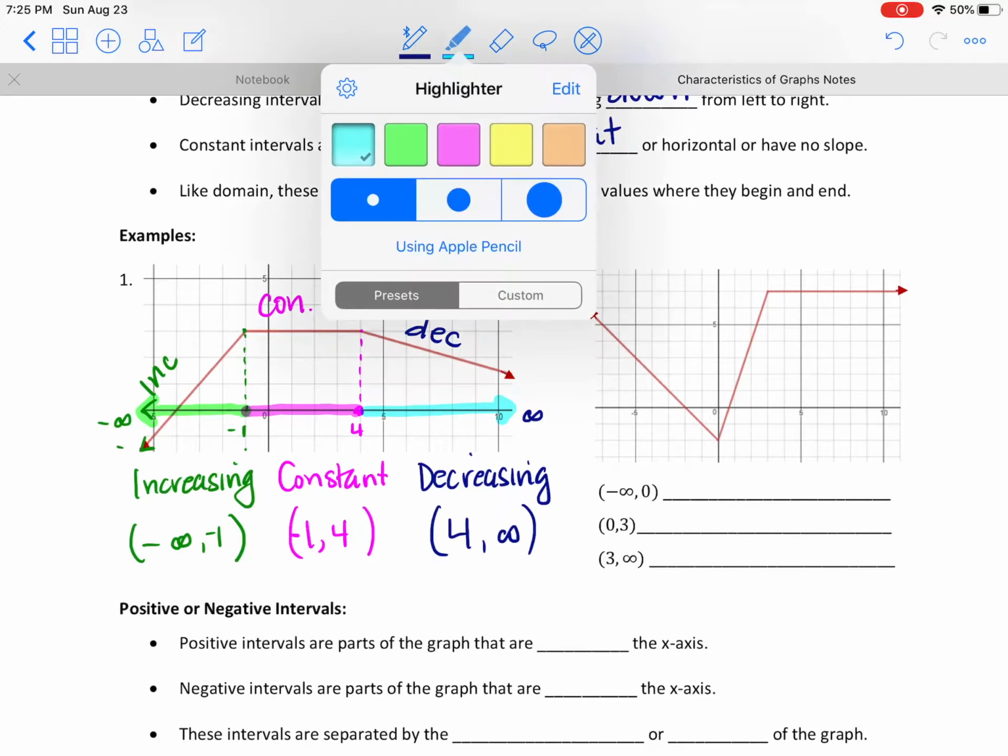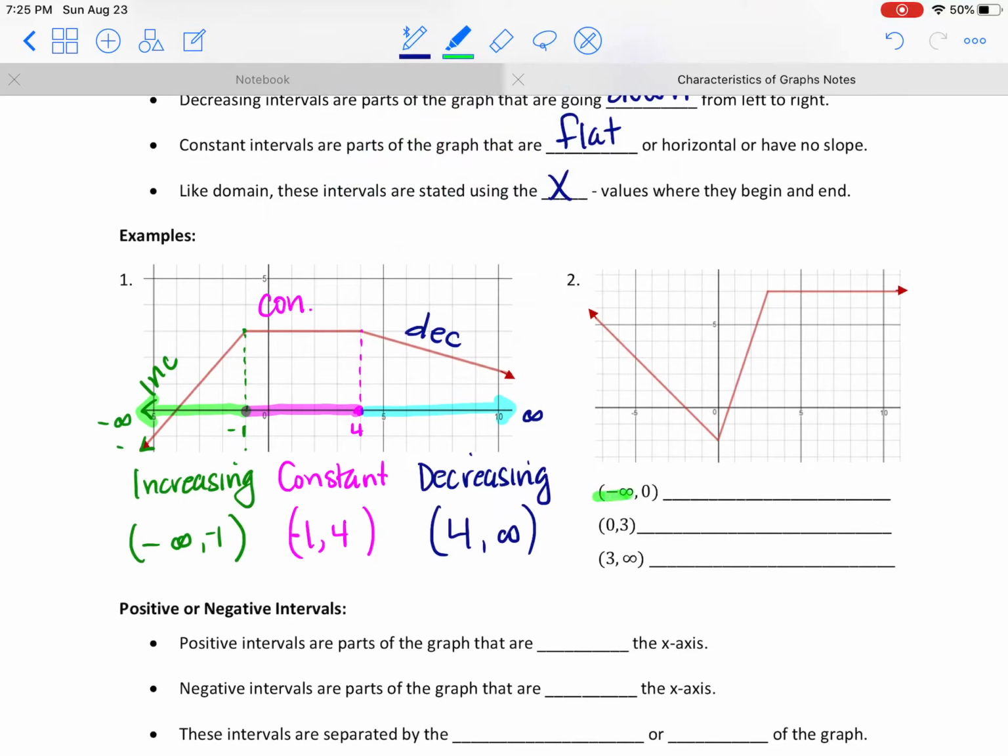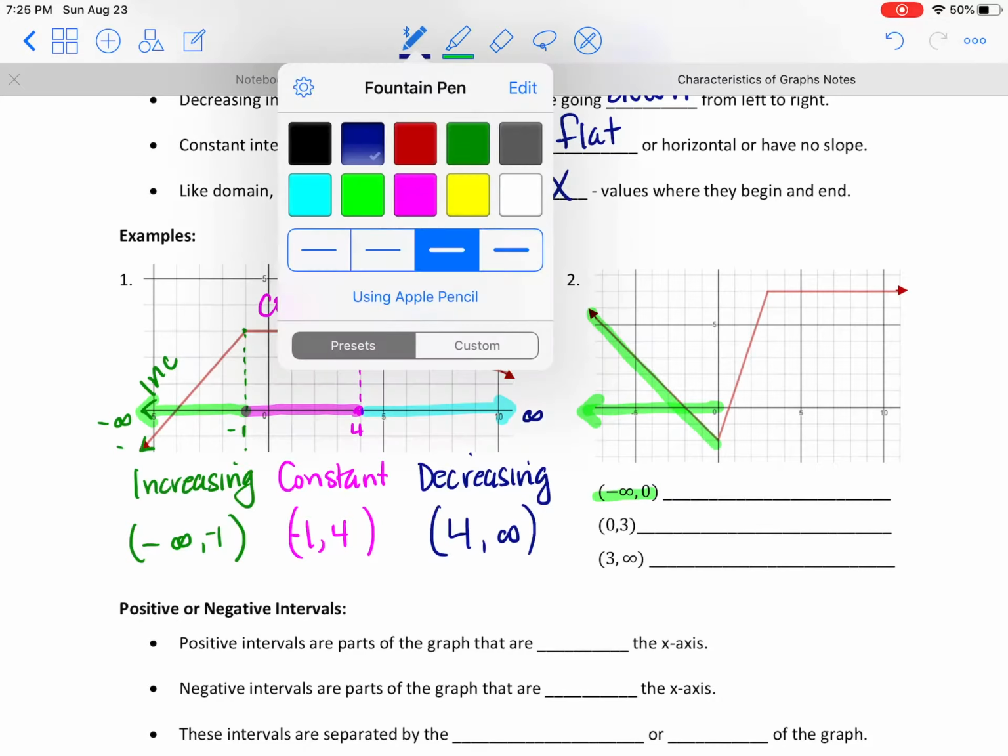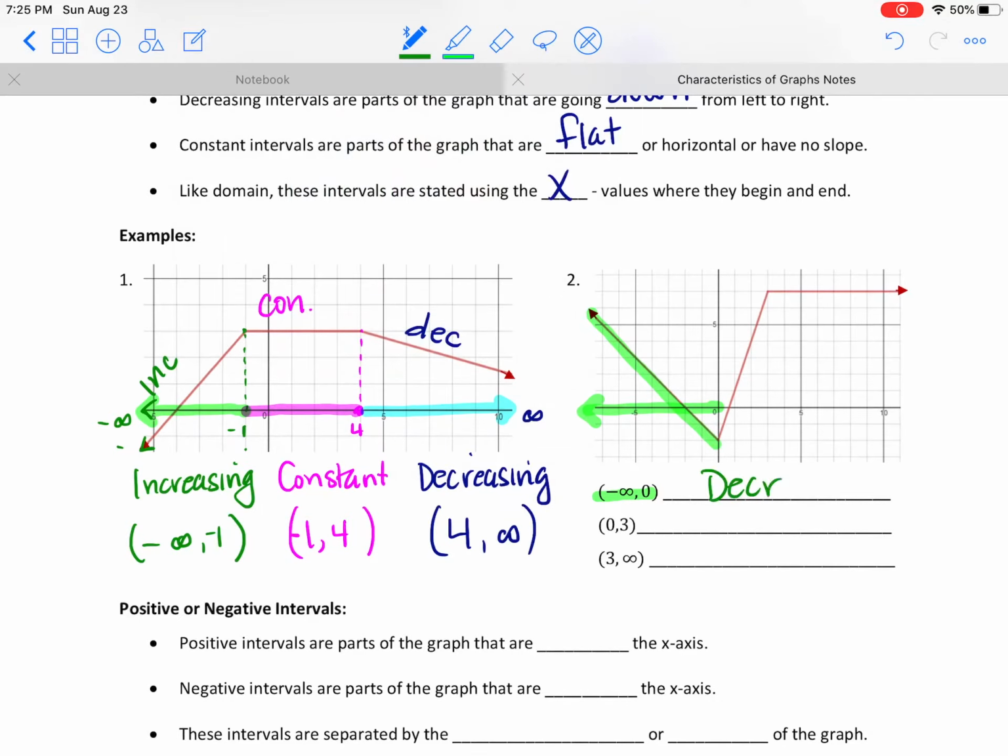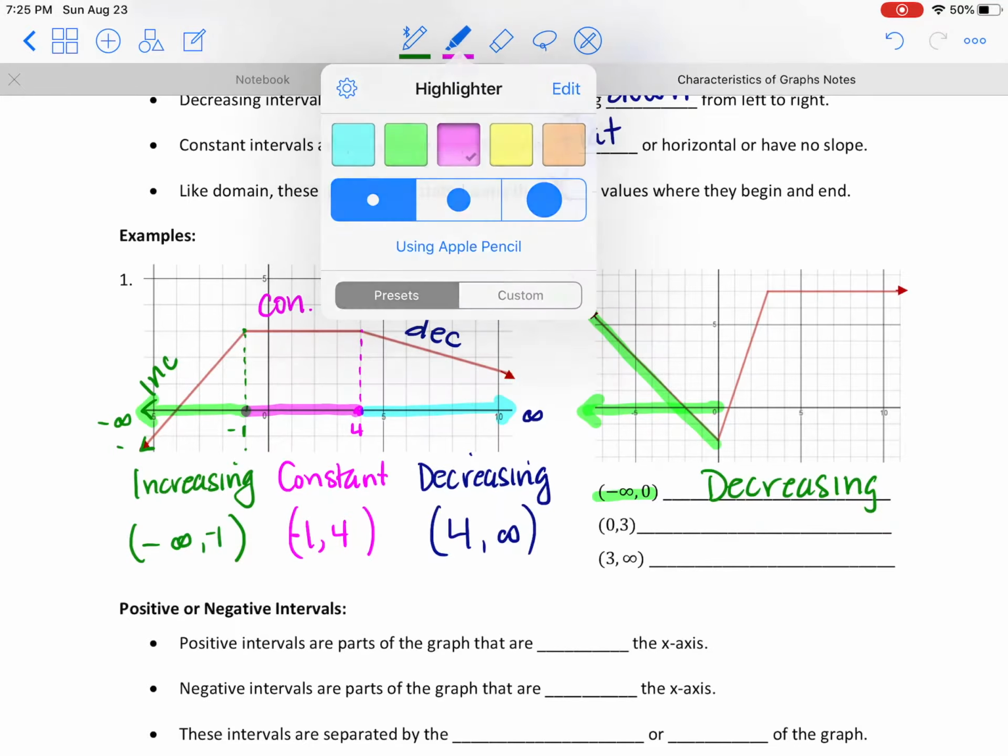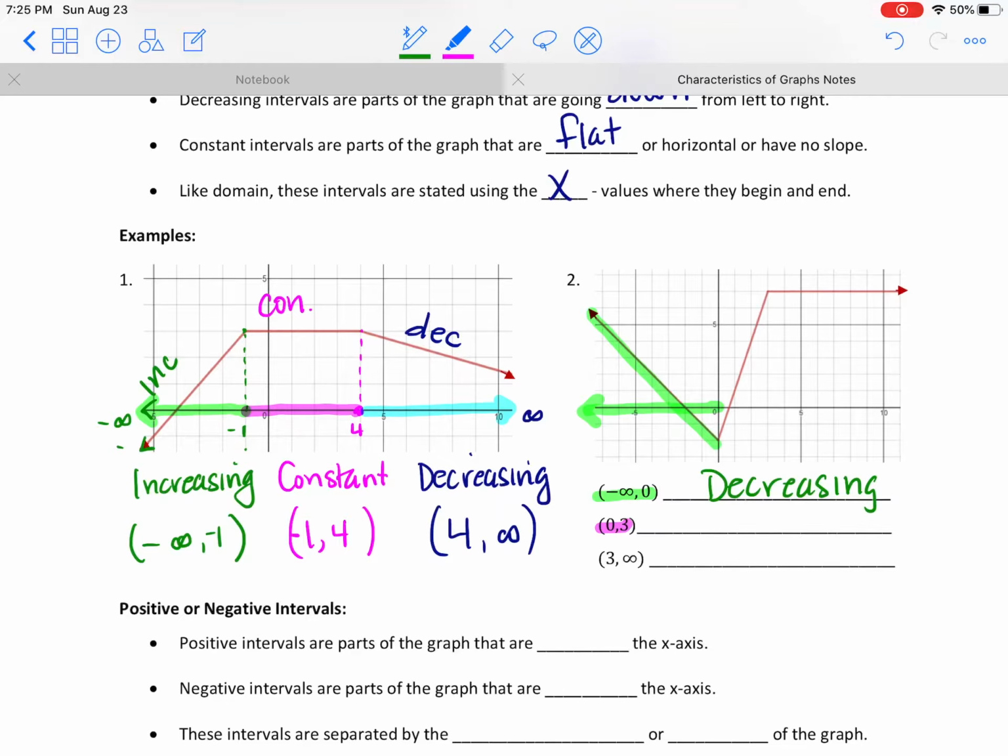So this next one says to look at the interval from negative infinity to 0 and determine what's happening with the graph. So negative infinity to 0, if I was to highlight, it's going to stop there and it's going to go forever this way. And we can see that that section of the graph is decreasing. So we're going to say that is decreasing. Okay, the next interval it's asking us to look at is from 0 to 3. So from 0 to 3, that interval corresponds with this portion of the graph, and that is definitely increasing.